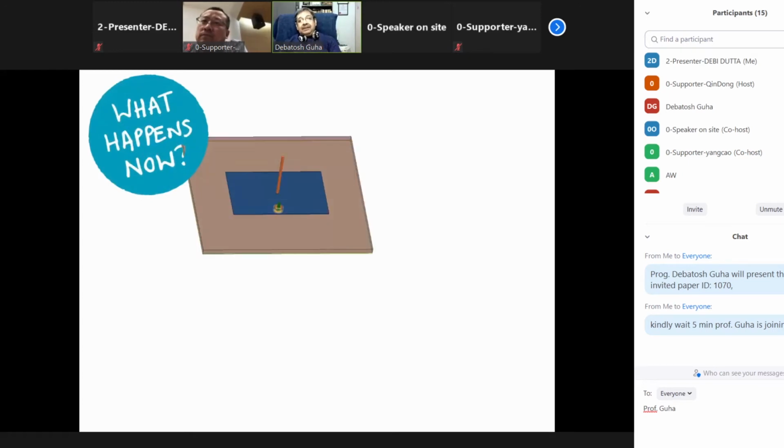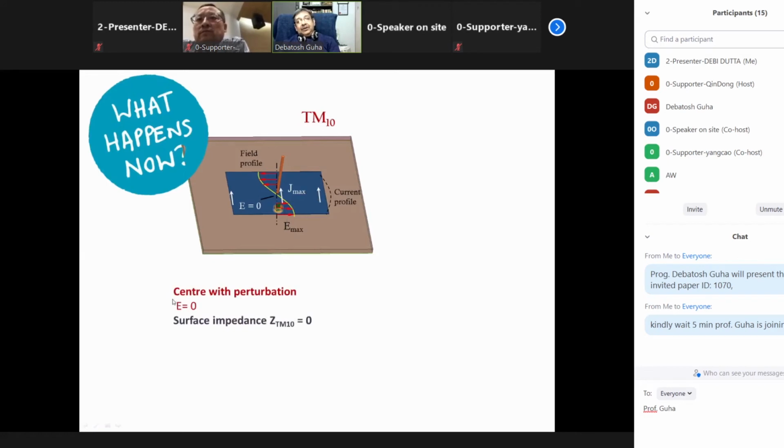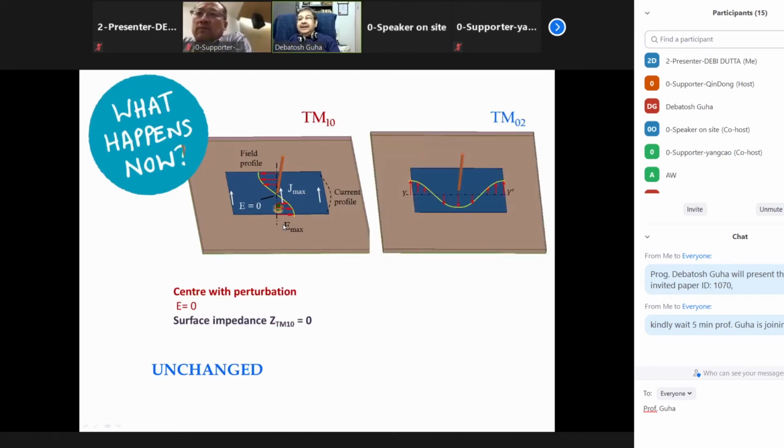What happens when you introduce just one small lambda by 4 on top of the patch? You look at this, your central field is 0, the surface impedance 0, its input impedance requirement is 0, so there is no change. That means TM10 will remain unperturbed. The mode cannot see that there is some foreign body. Come to TM02. Hopefully you guess it. You just look at very carefully.